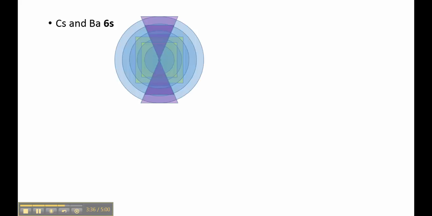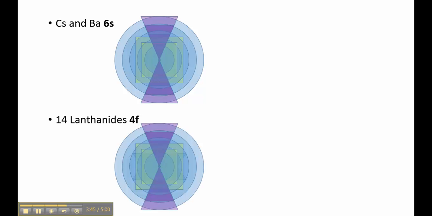Period 6 starts out just like period 4 and 5, with the 6s orbital. But then it jumps back down to the 4f subshell. You have to look carefully to see the 4f star shape that's smaller than the outer valence subshells. Remember, f orbitals come in 7 different varieties and can hold 14 electrons. This corresponds to the ground state electron configuration for the 14 elements, the lanthanides.